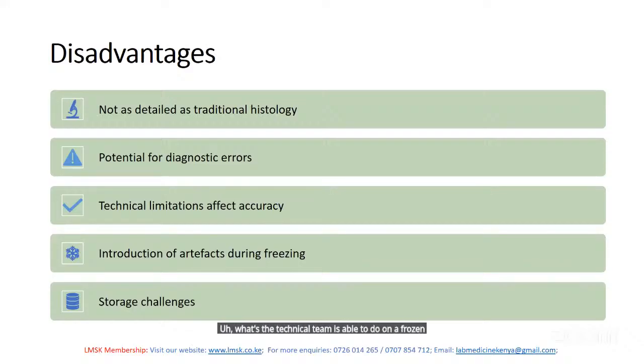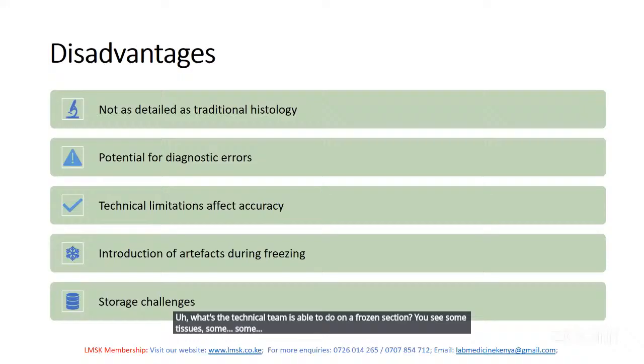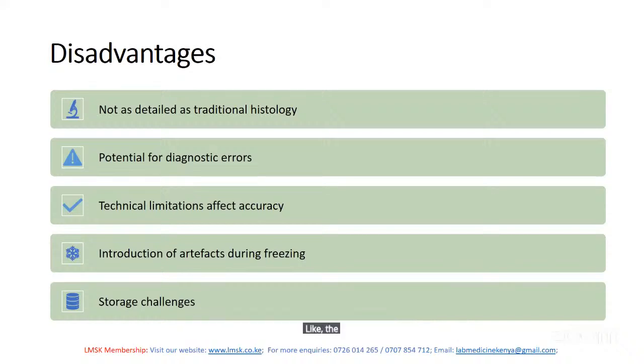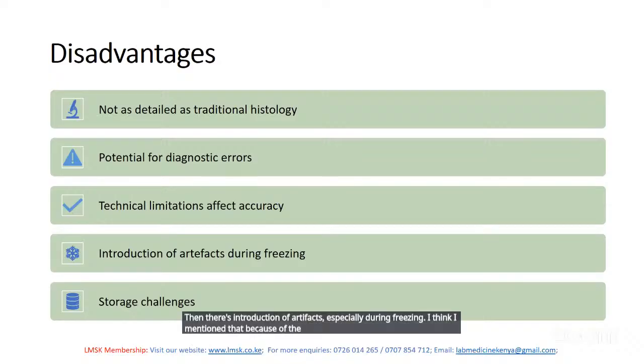You see, some tissues, some lesions will need additional stains, like the special stains, like ZN and Giemsa, but you're not able to do that on frozen sections. So that limits their accuracy. You'll not be able to give the correct diagnosis. Then there's introduction of artifacts, especially during freezing. I think I mentioned that because of the freezing and thawing.